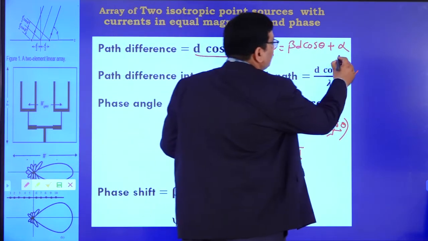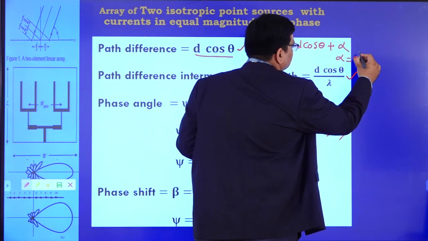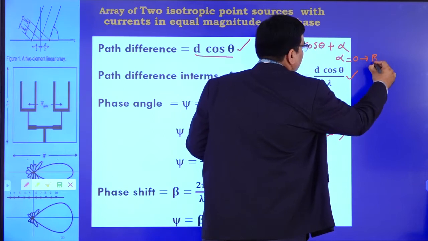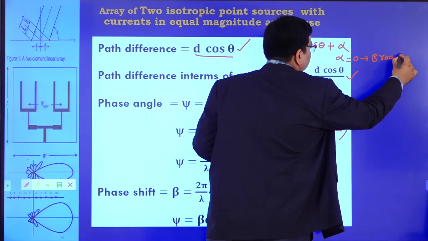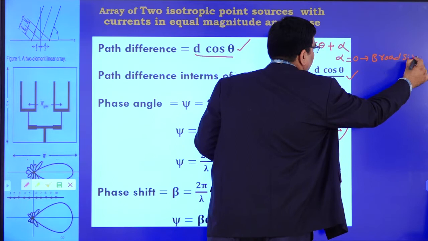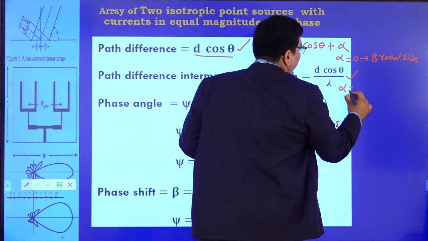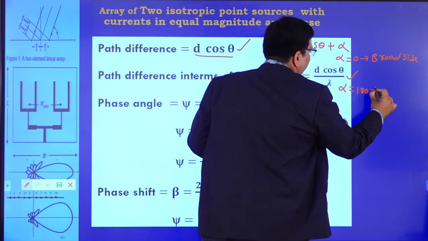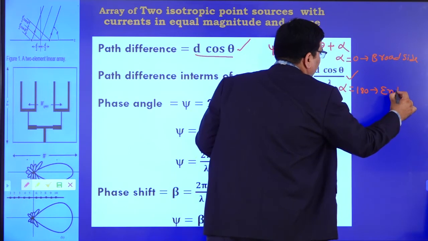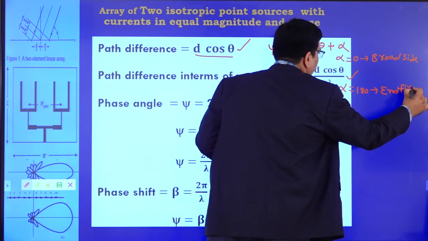If alpha is equal to 0, then the array is a broadside array. If alpha is equal to 180 degrees, then the array is an end fire array.